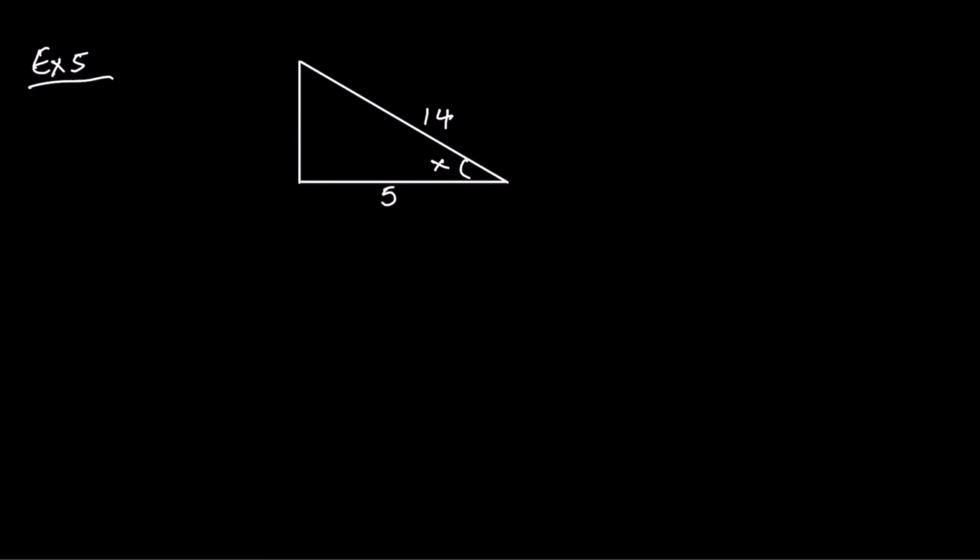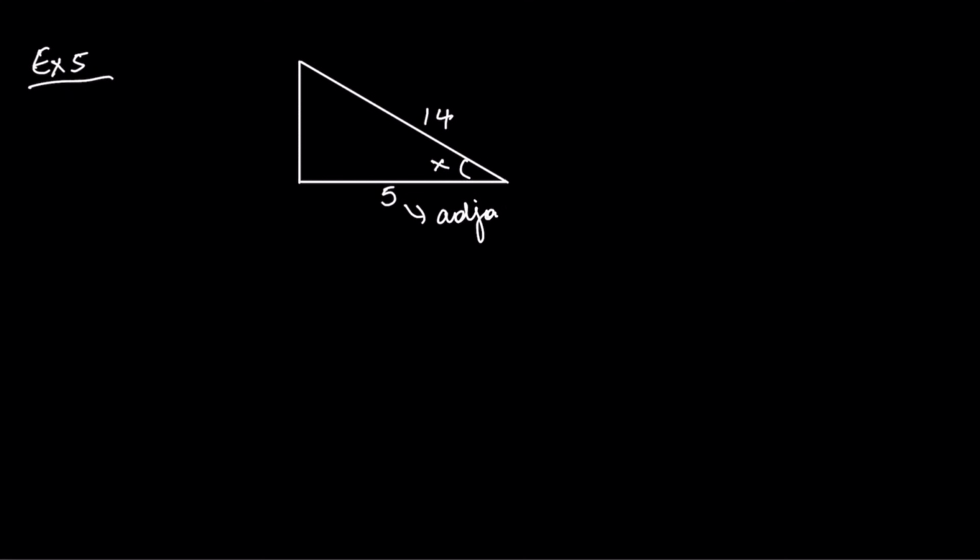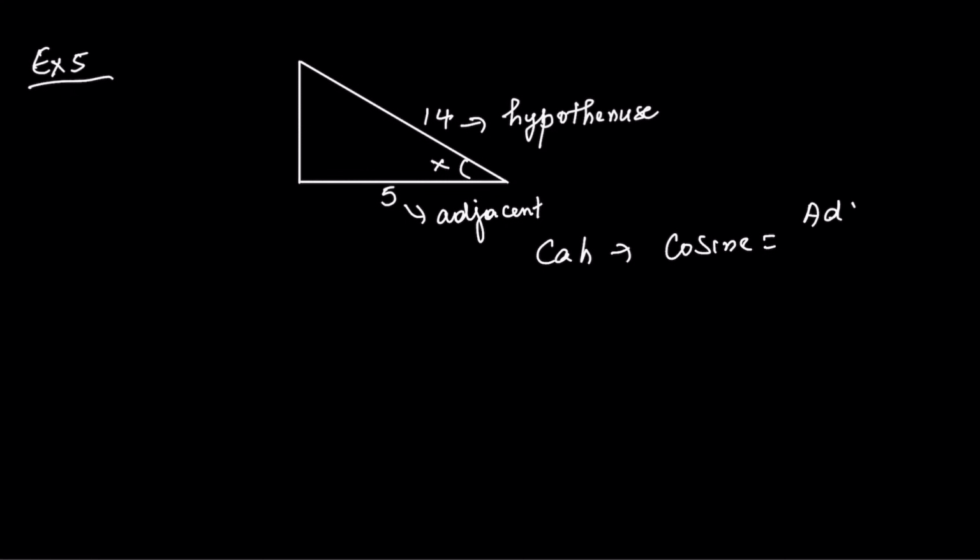Example 5. We know the adjacent side and the hypotenuse. The adjacent side is 5. The hypotenuse is 14. We use CAH, which means cosine equals adjacent over hypotenuse. We write cosine of x equals 5 divided by 14.